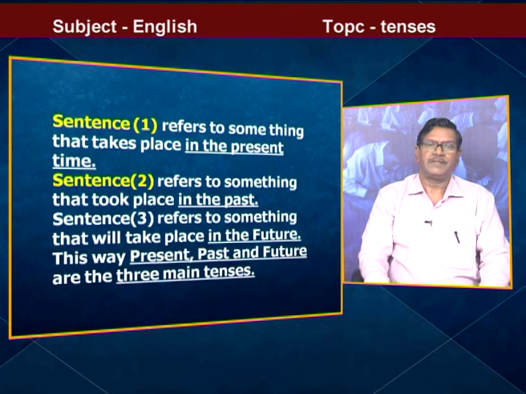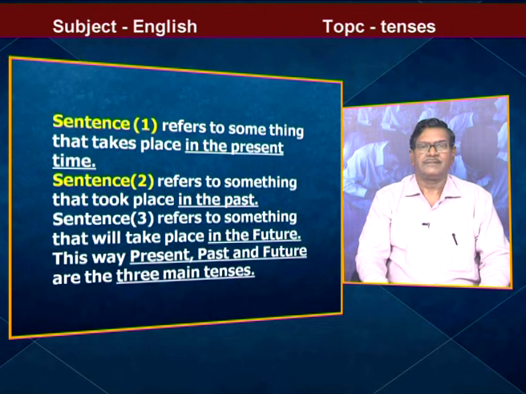In the examples, I take lunch at 1 p.m. expresses the present as well as usual activity. The second one is the past activity which took place sometime in the past. We shall take dinner expresses futurity. So that way, past, present and future. These are the 3 main tenses in English.